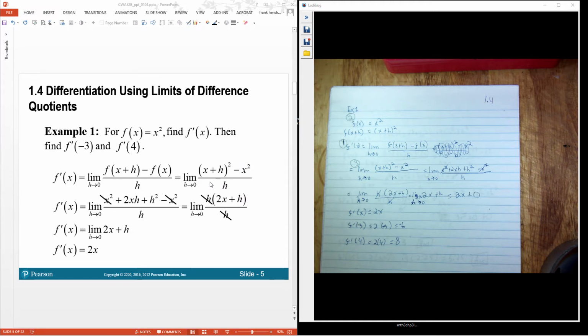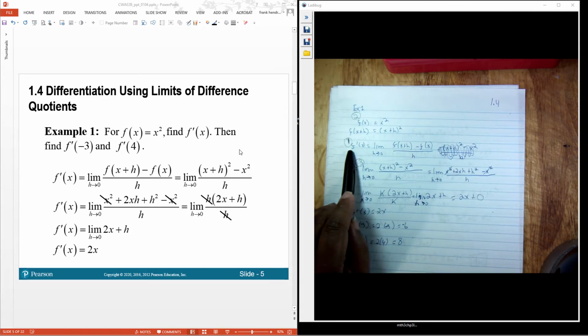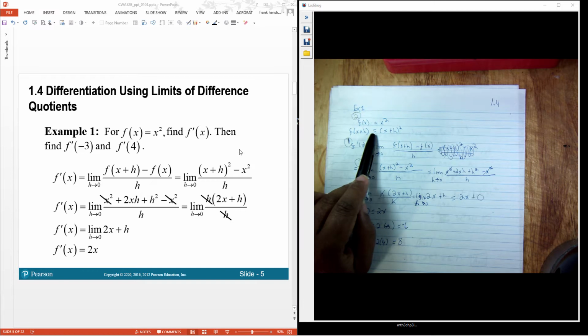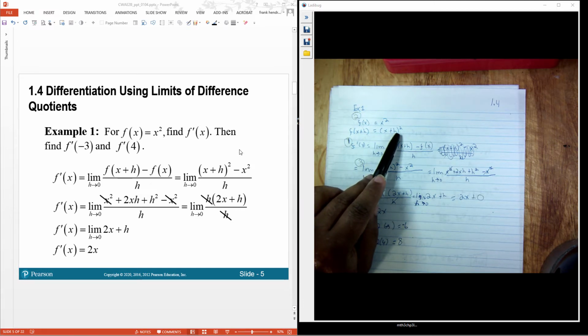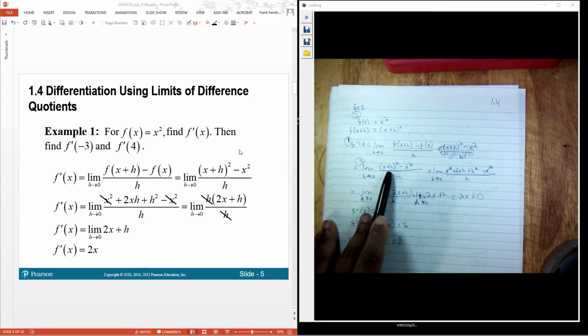In this first example, they ask us to find the derivative at -3 and 4. So we find the derivative of the function first. The first thing I did was write out the formula for the derivative at a point. The second thing I did was assign values to my variables. The third thing I did was plug in. After I plugged in, I simplified.